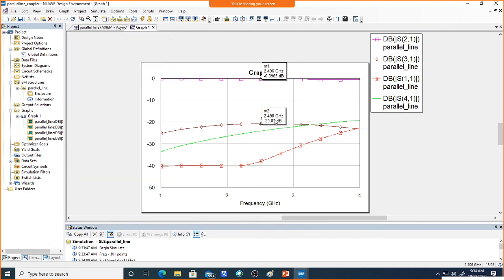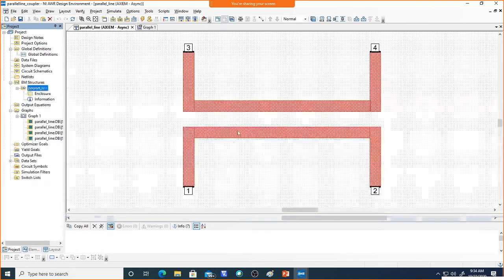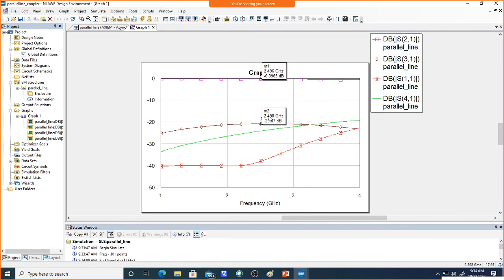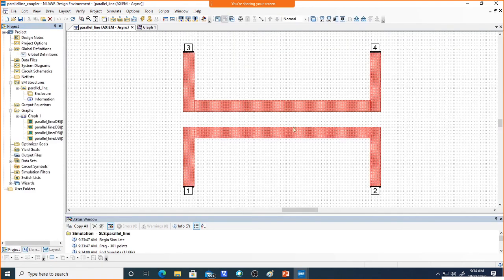You can see the ports we have defined here: this is 1, this is 3, and 2 and 4. These are the through port, coupled port and isolated port. Similarly you can see S31. What is the coupling between 1 and 3? It is coming around 20 dB. You need to find out the coupling factor. This is one of the designs. You will also need to do this for different coupling factors we define.